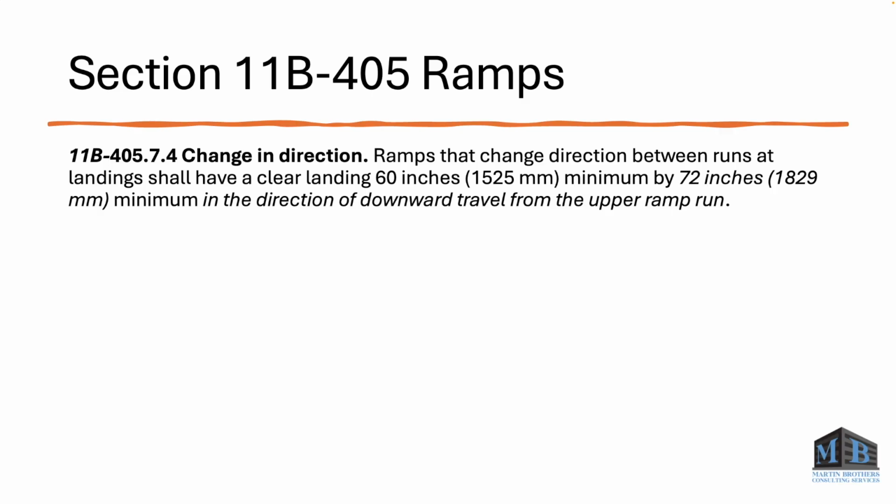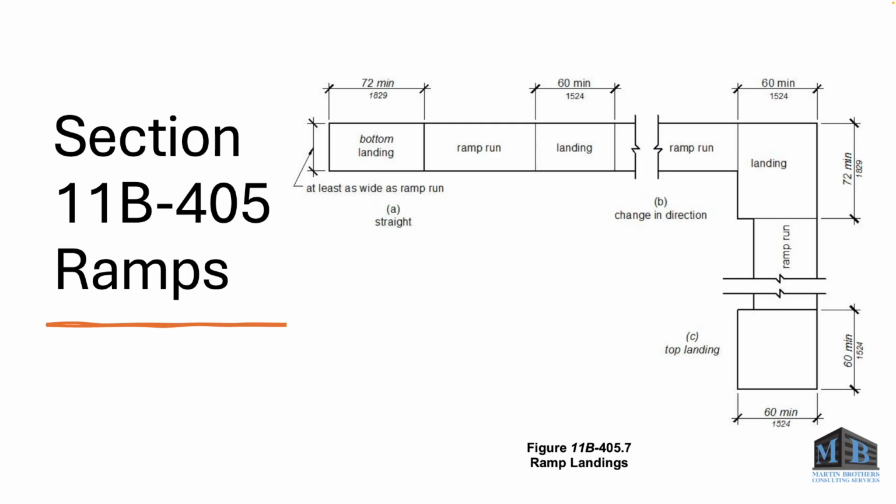Change in direction landing. You'll get a visual of that on this next slide right here. Change in direction landing is depicted in figure B. You can see from the ramp run in the direction of travel, there's 72 inches depth and it's 60 inches wide. The 72 inches depth, like I said, is to give you time to hit the brakes, collect yourself. The 60-inch width is so that you can spin your chair around and turn in the other direction. The same goes for figure C, the top landing, 60 by 60. That gives someone in a wheelchair the ability to spin around and change directions.